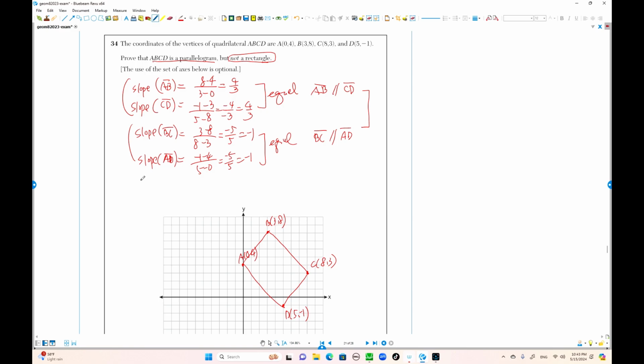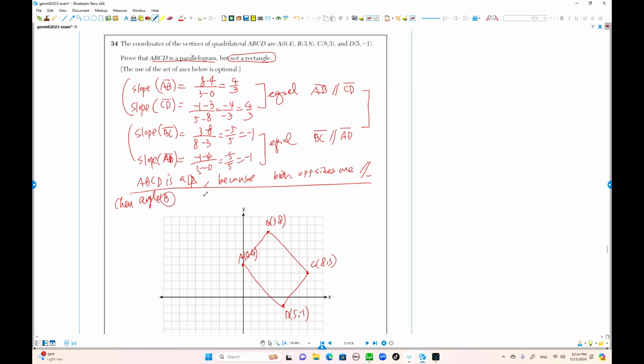So ABCD is a parallelogram, okay? Because what? You can explain over here: both pairs of opposite sides are parallel, okay? But we have to show that one angle is not a right angle. Check out angle B over here.